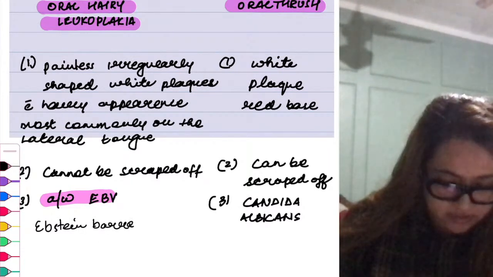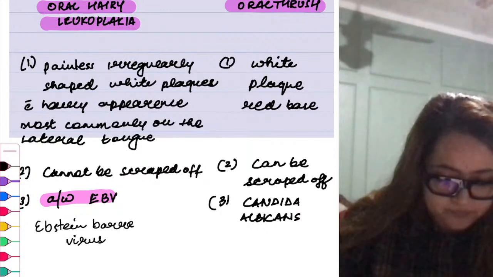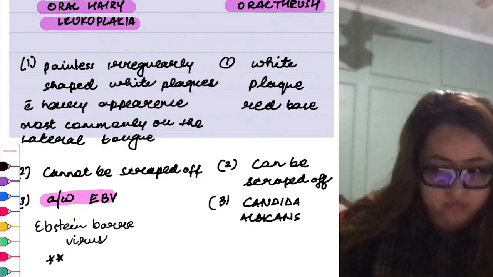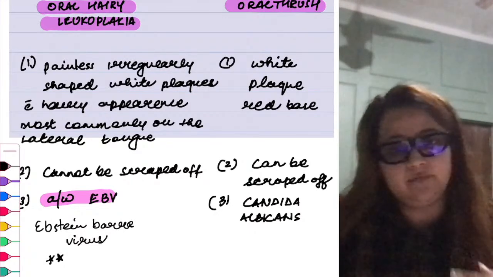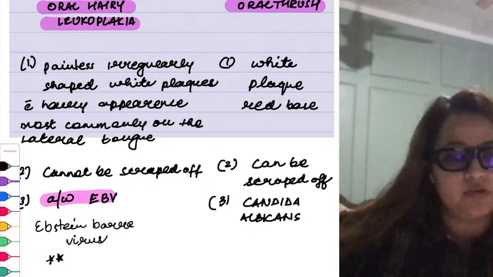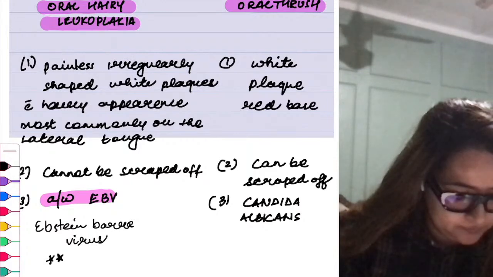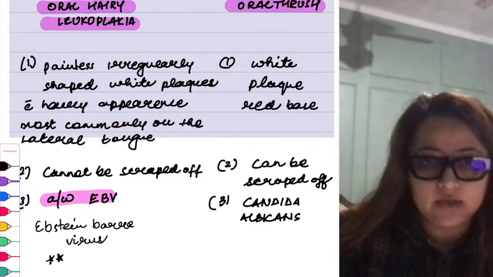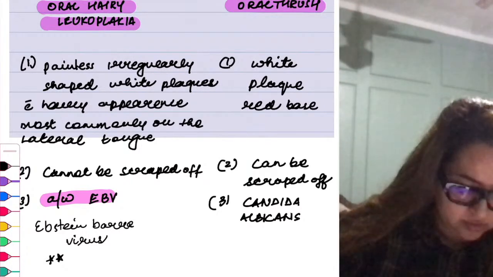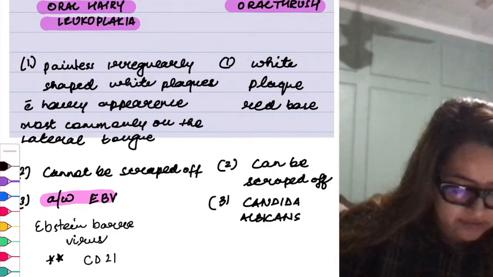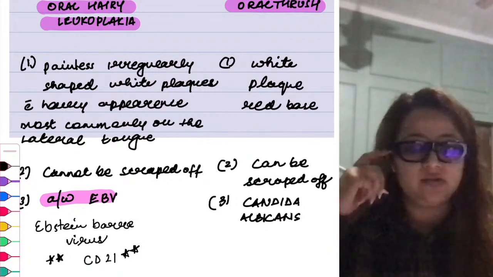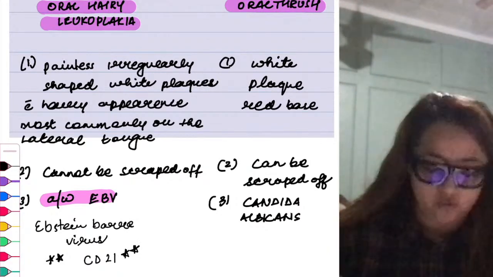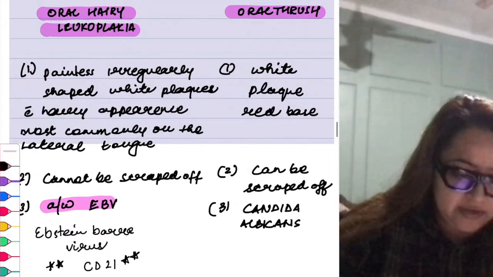Epstein-Barr virus. Okay, so there's a point here from immuno. Which receptor is being used by EBV? Anyone? The answer to this question is CD21. Okay, so highlight this CD21. This is the receptor being used by EBV. All right. Now, another point.